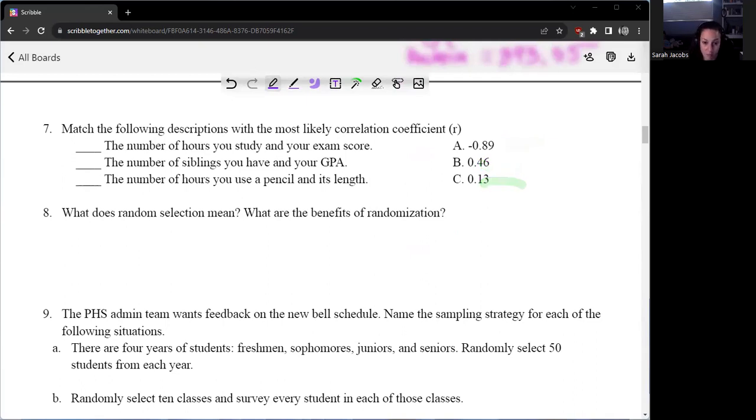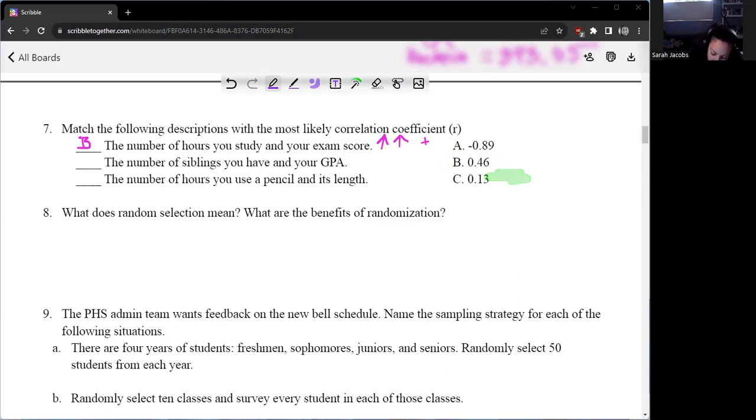That's very weak. So the number of hours you study and your exam score. This is a situation where as one goes up, I'd expect the other to go up. So we're going to look for a positive correlation coefficient. And there's probably a decent relationship between those things. So of these two positives, I think it's going to be this 0.46, because this is almost no relation.